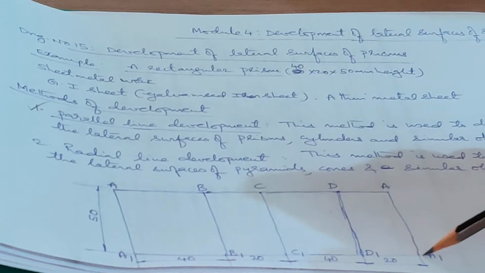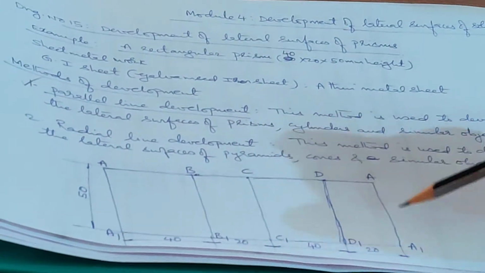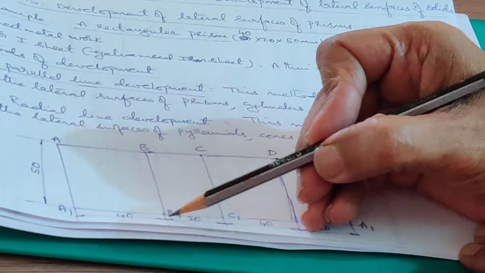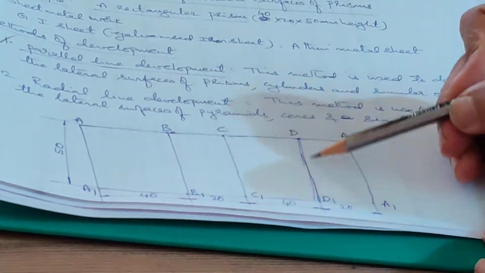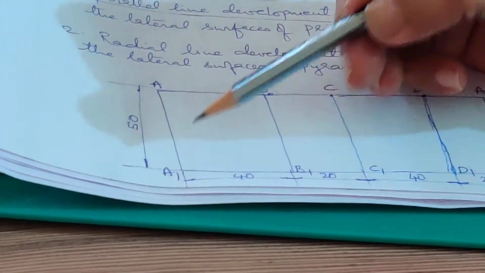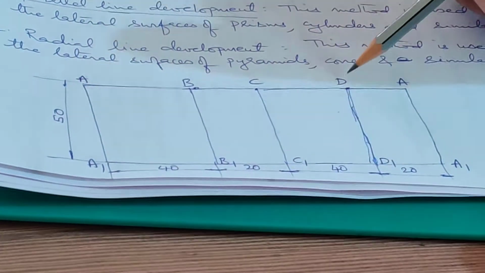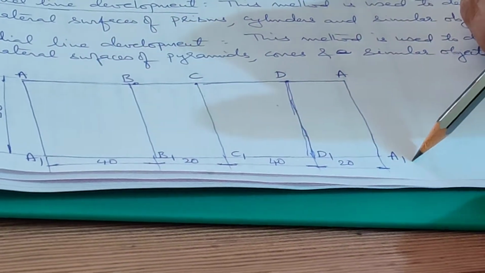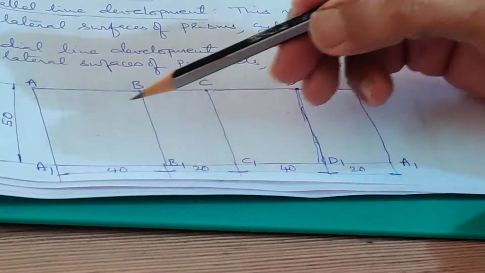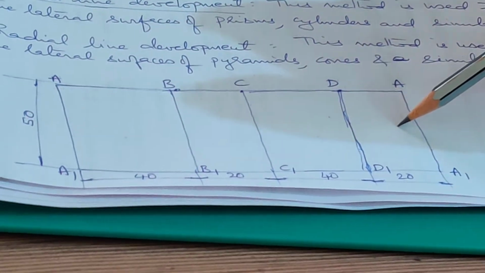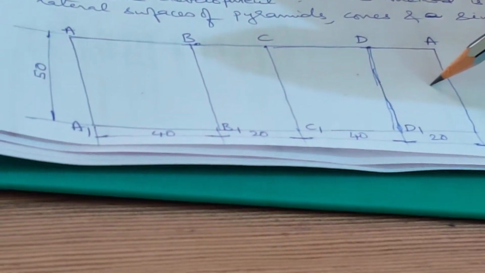So you will first make this drawing. You are making these lines. These are all the longer edges of the prism. You start with AA1, then BB1, CC1, DD1, and again you end with AA1. So 1, 2, 3, 4: 4 lateral faces you can see here.